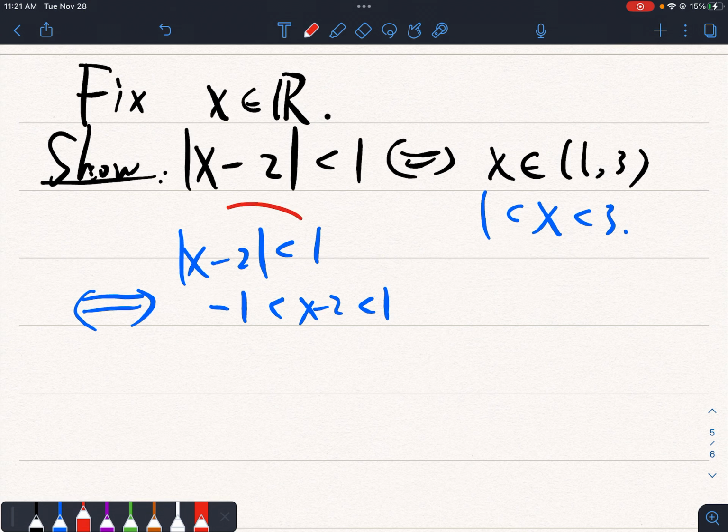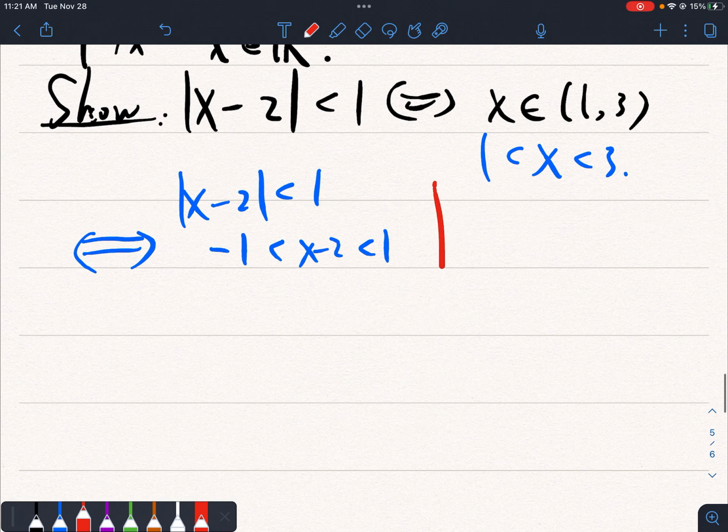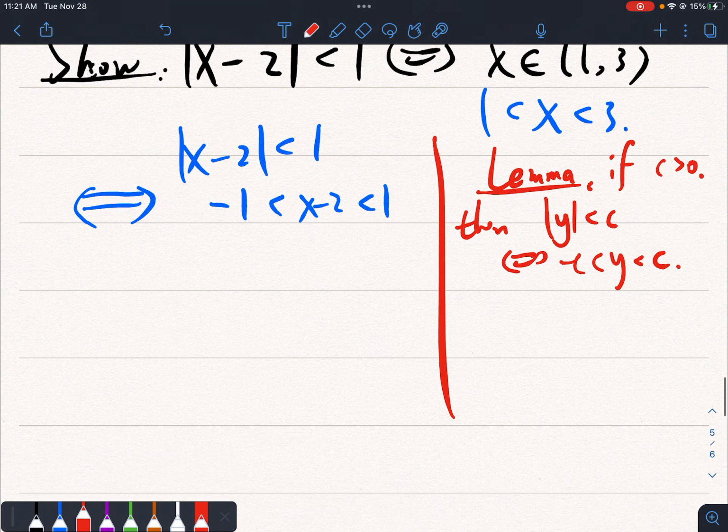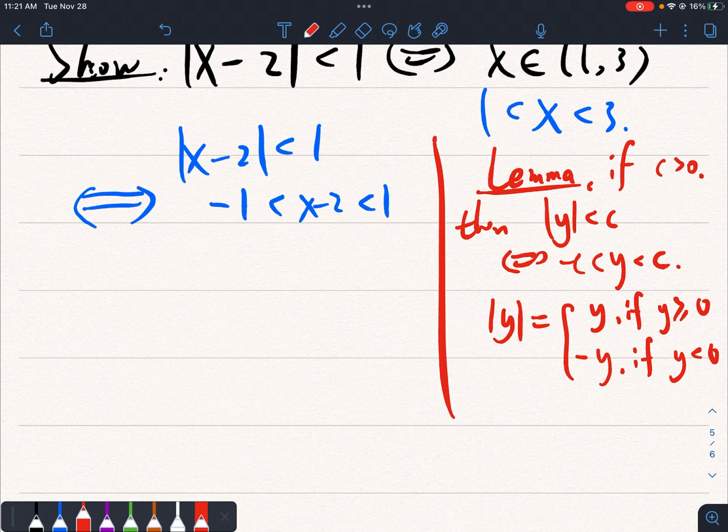Okay, but why is this true? We can look at the definition of absolute value. Actually, we can prove a lemma, or we can just take it for granted. If C is a positive number, then the absolute value of y is less than C if and only if y is between -C and C. To prove this, the definition of the absolute value of y is y if y is bigger than or equal to 0, and -y if y is less than 0.